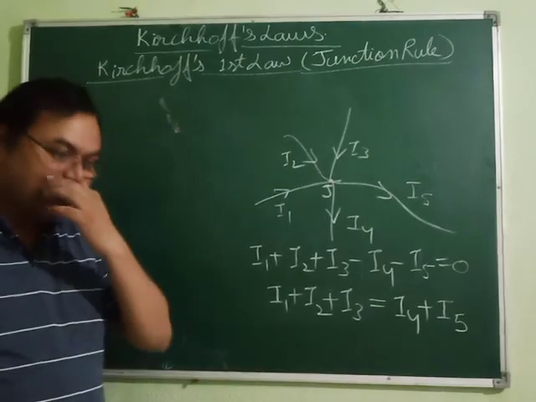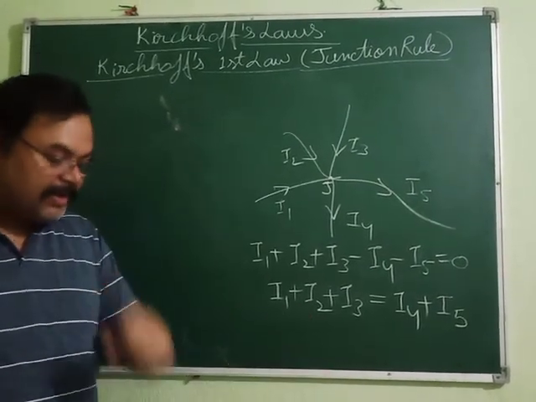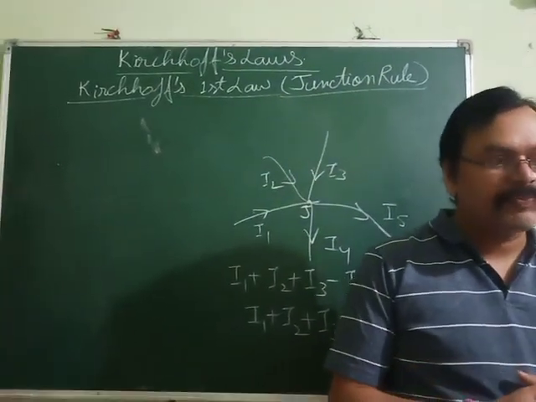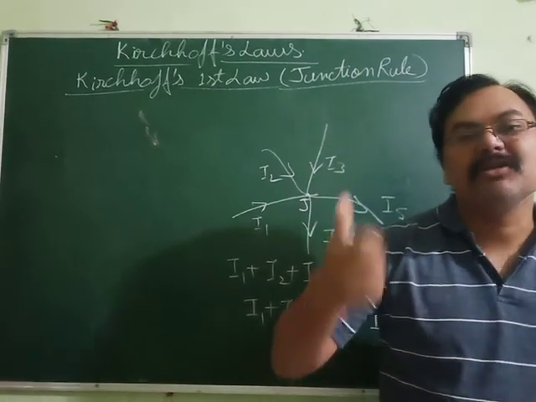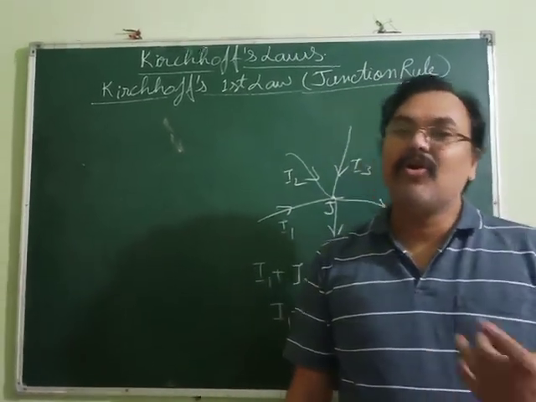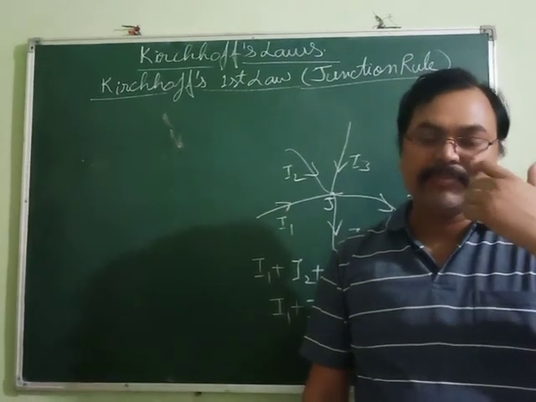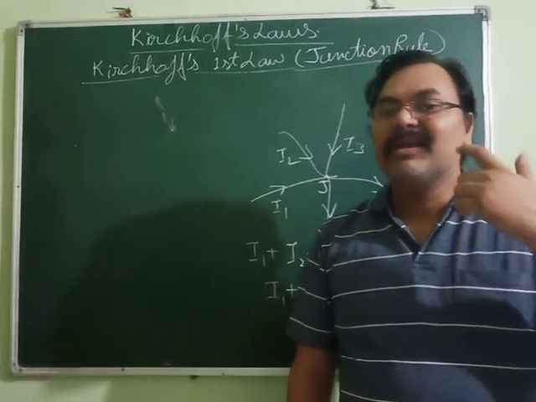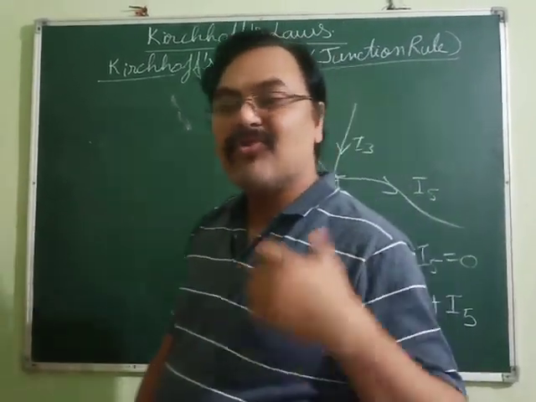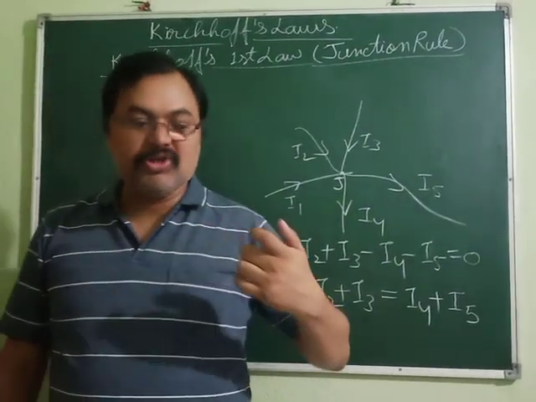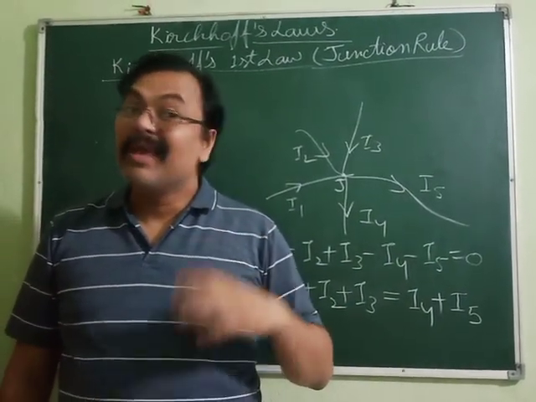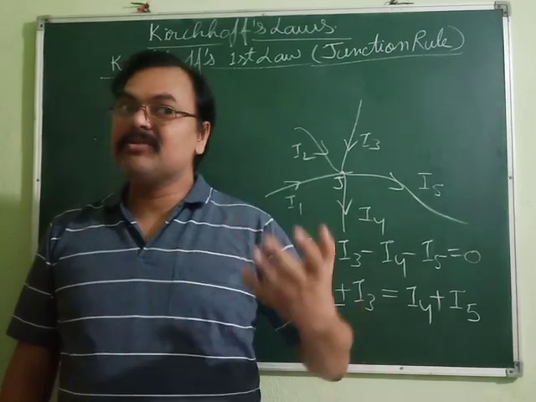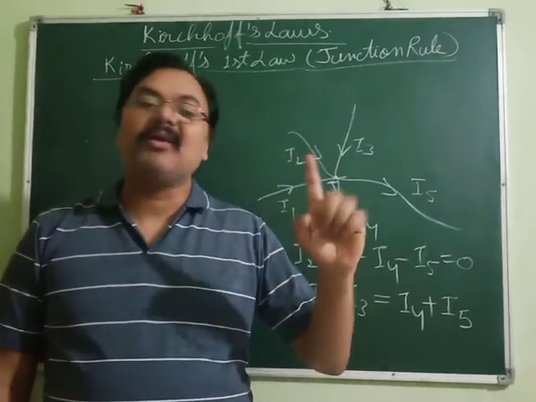So after this, you write. It is a form of law of conservation of charge. Full stop. Therefore, the net charge approaching the junction is equal to the net charge leaving the junction per unit time.